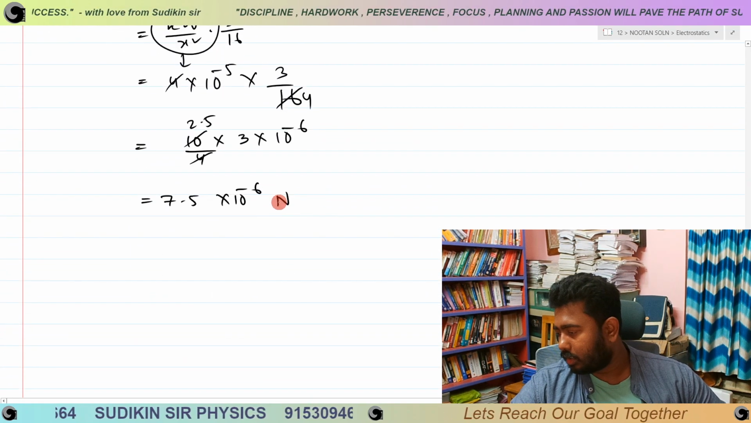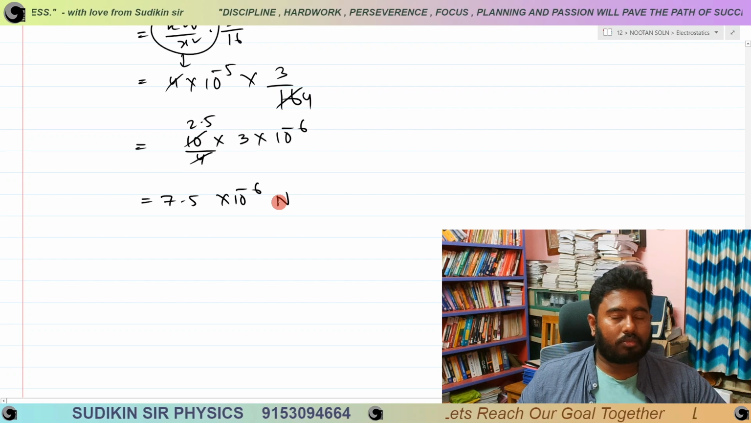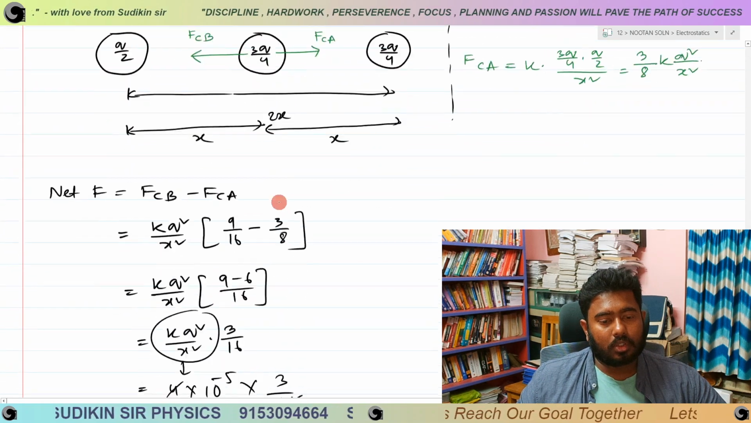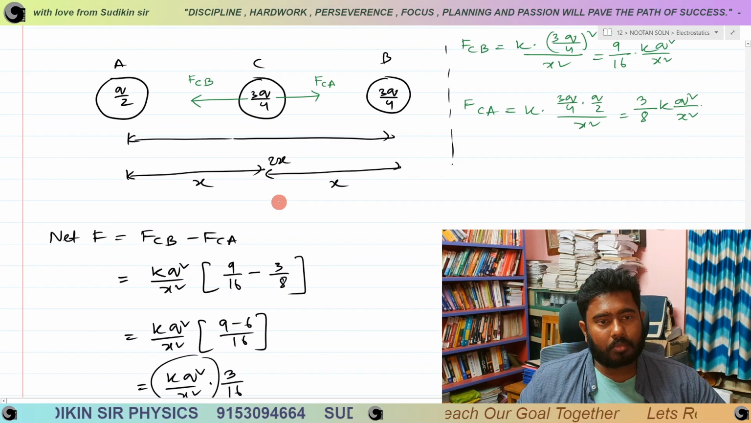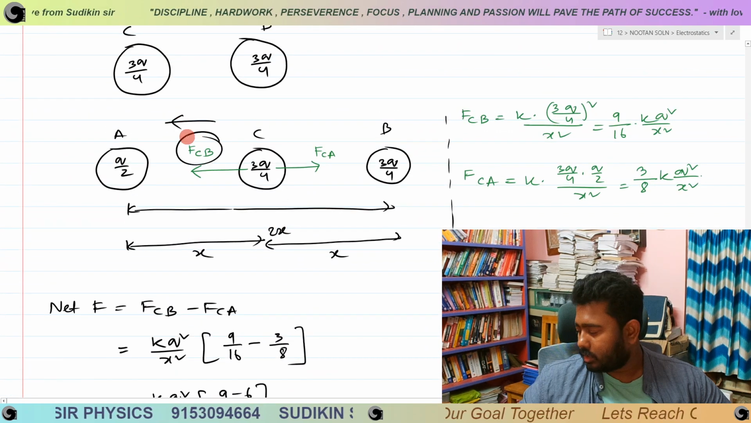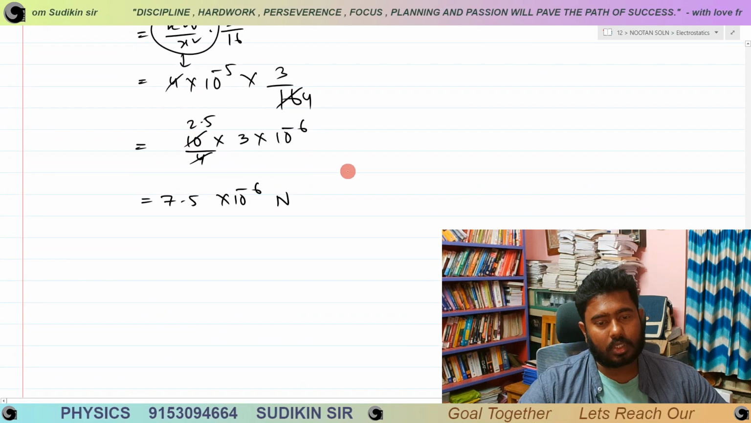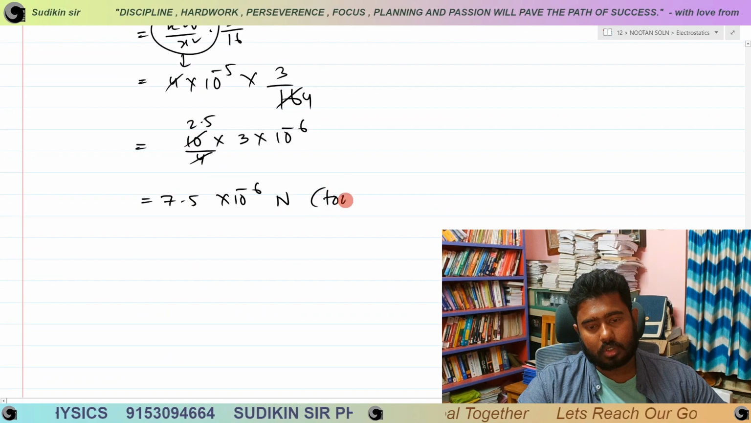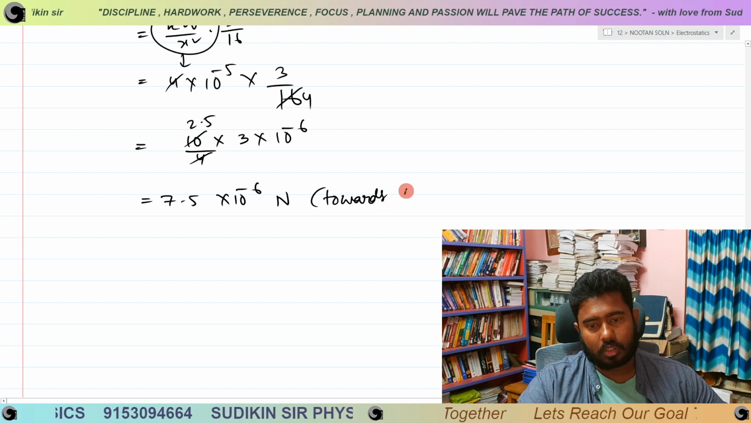Okay, let me see the answer. Yeah, and what will be the value of the force? That is 7.5 into 10 to the power minus 6, and the direction is, see, FCB is greater, so that will be towards A. So the force's direction is towards A.